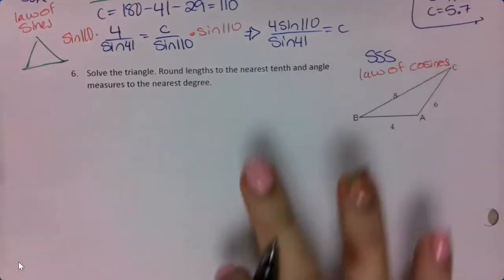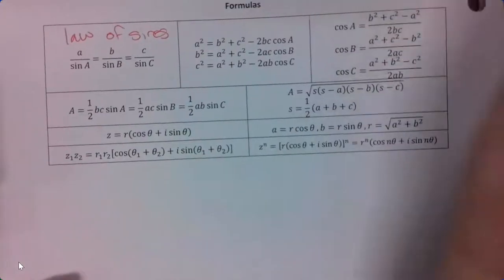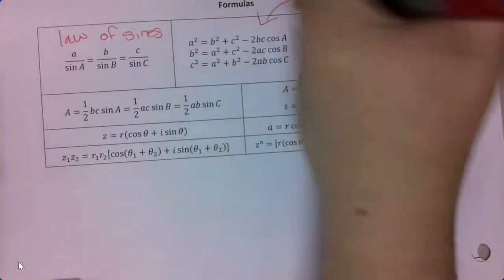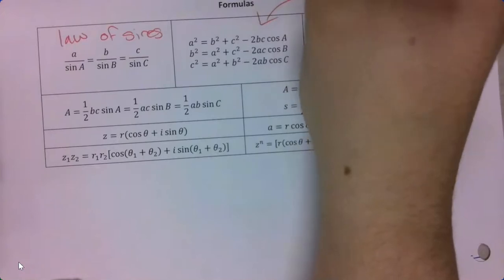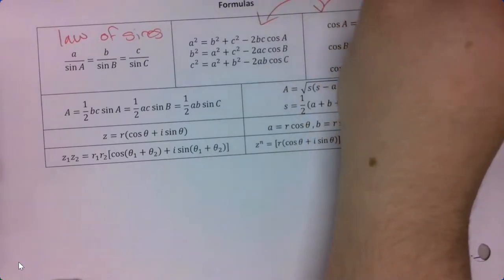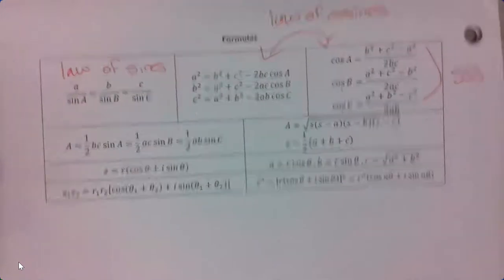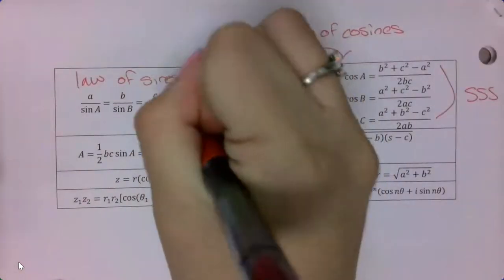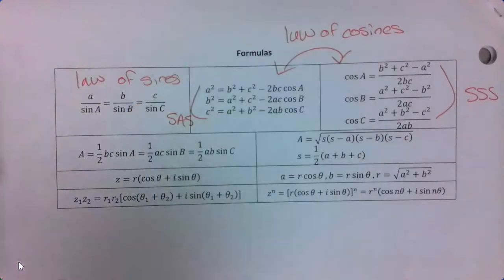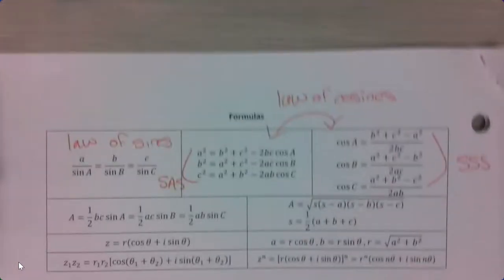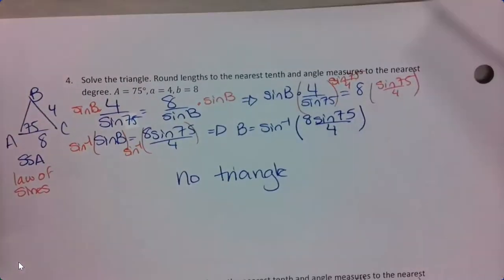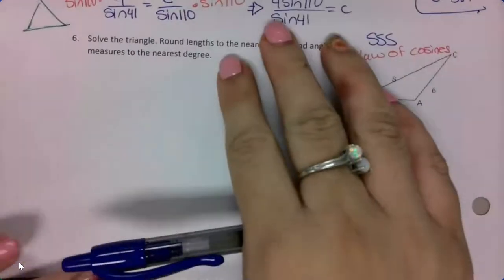So if I go look at my back page, which will be the third page that you can tear off during the test, these are both law of cosines. If I'm given three sides, it's best to use one of these. And then if I'm given side angle side, it's best to use one of these three. So I am going to tear this off so I have it. I am going to use that law of cosines.